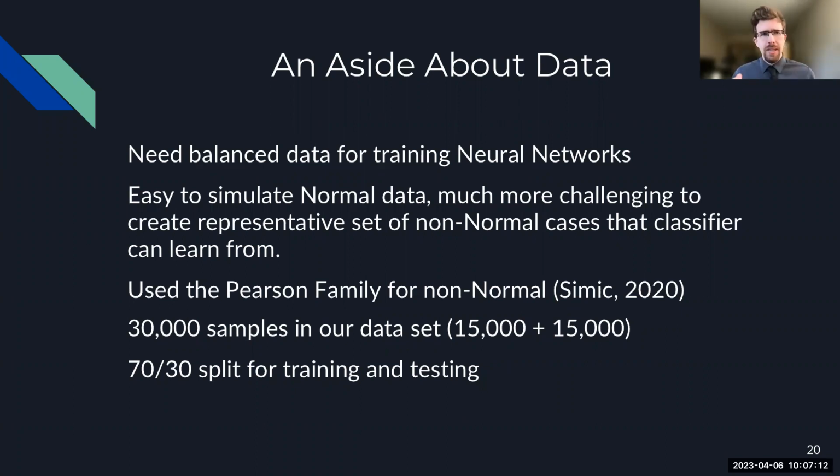To make a balanced non-normal data set from the distribution functions would take quite a lot of work, and it's something that I actually would love to see done. But CIMIC was brilliant and used the Pearson family. And we followed suit. We followed the same idea. We used 30,000 samples, half normal and half non-normal. And then we used a 70-30 split for training and testing, same as CIMIC.